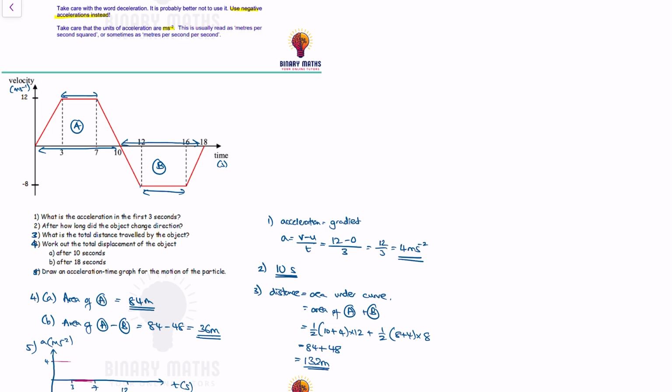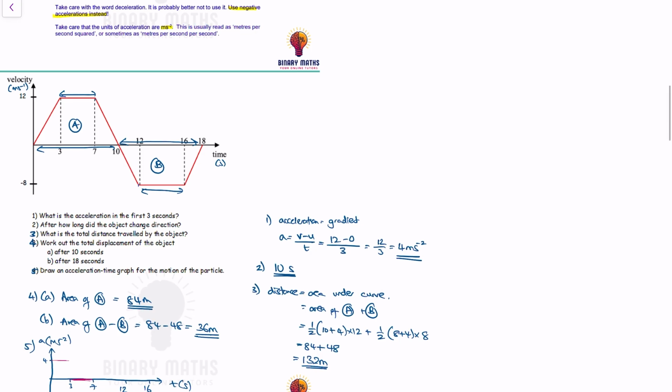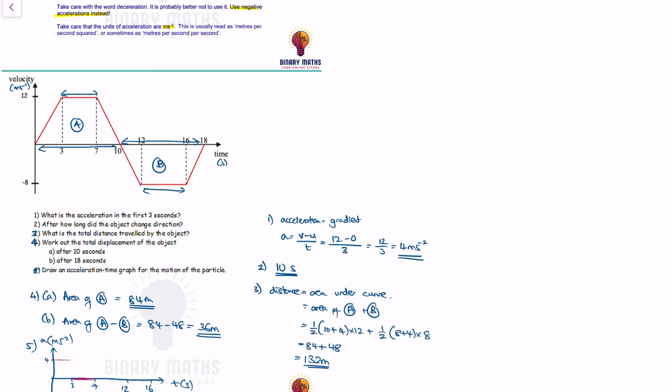And then 12 to 16, it's gone back to no change in velocity. So it's going to be 0. Acceleration is 0. And then from 16 to 18, it goes from 8 to 0. So it's 8 divided by 2, which is 4 again.